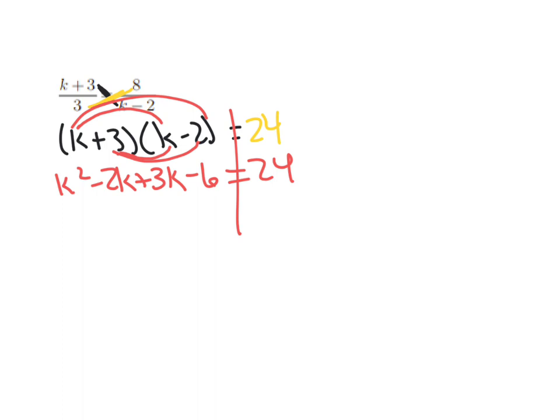Now, on the left-hand side, we can combine these k's here in the center. So we'll bring down our k squared. We're going to say negative 2k plus 3k is 1k. Bring everything else down.